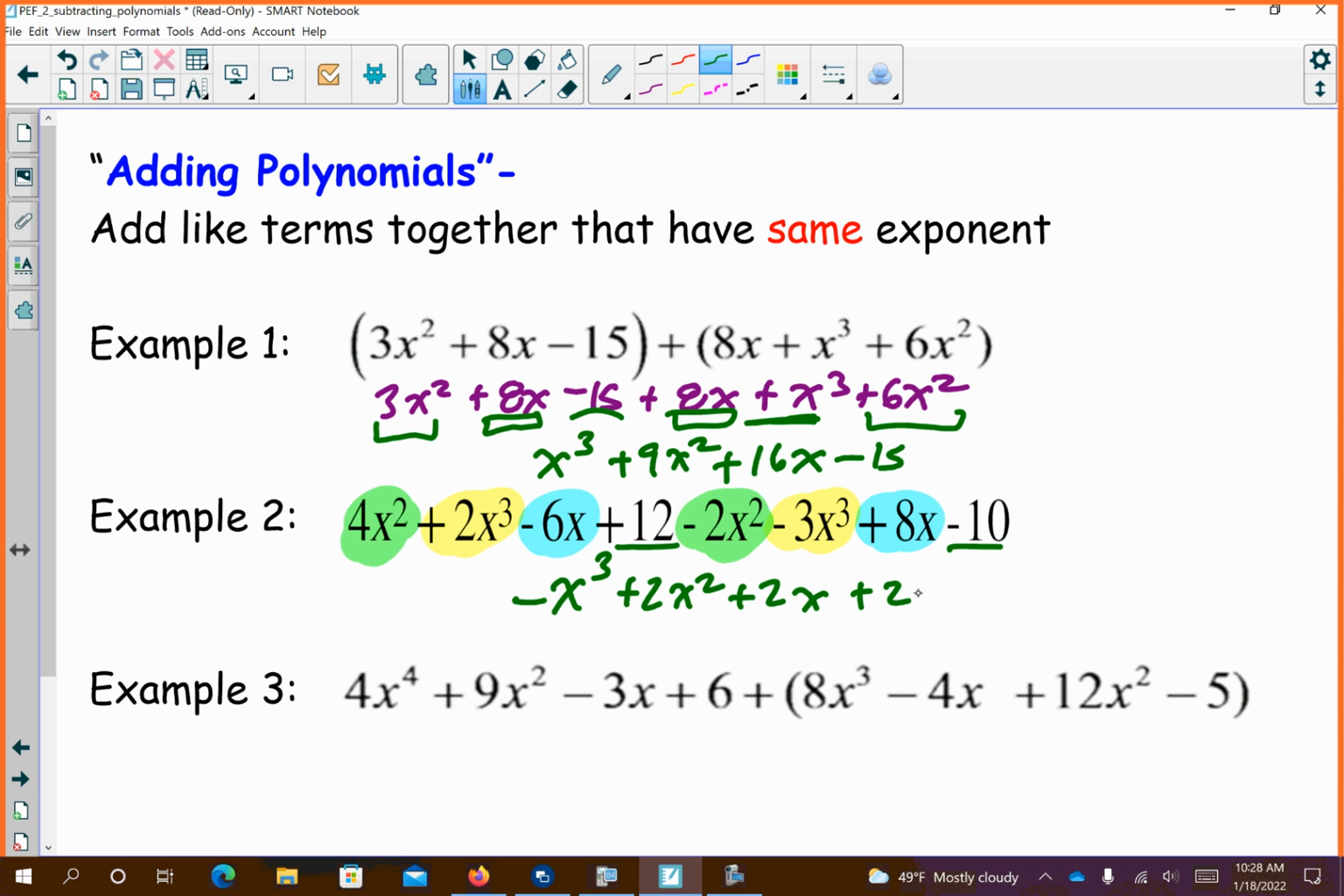Hey friends, on example 3, can I drop that set of parentheses just as it sits? I sure can. There's a 1 out in front, so if I distribute 1 over, it doesn't change the signs of anything. Just keep the signs the same.